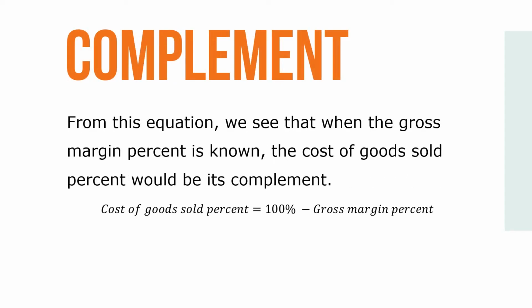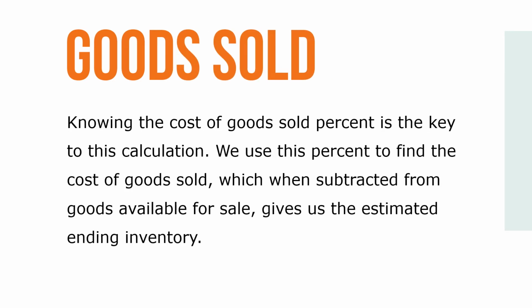From this equation, we see that the gross margin percent is known. The cost of goods sold percent would be its complement because together they equal net sales, which is 100%. So cost of goods sold equals 100% minus gross margin percent. Knowing the cost of goods sold percent is the key to this calculation. We use this percent to find the cost of goods sold, which when subtracted from goods available for sale gives us the estimated ending inventory.